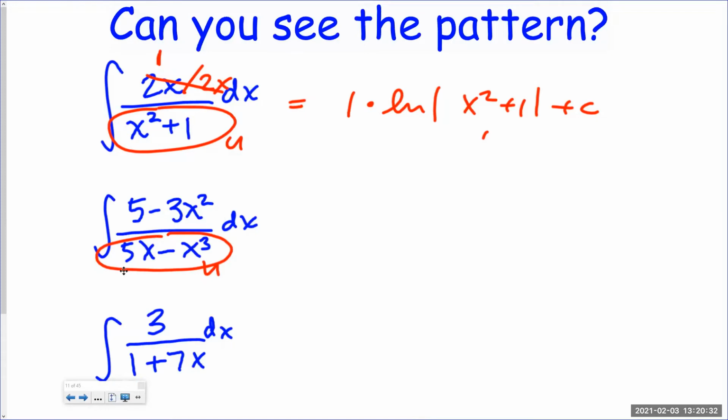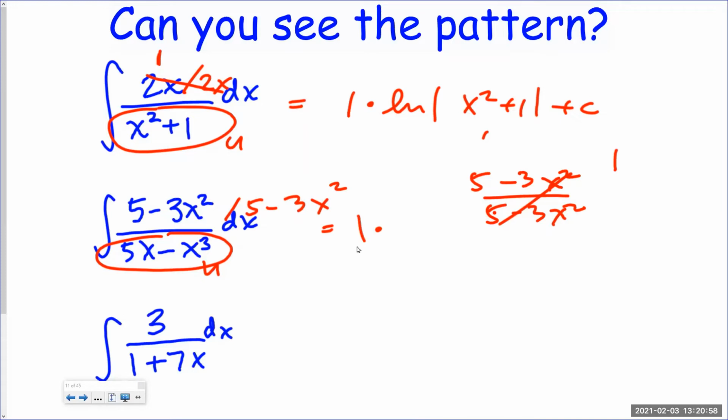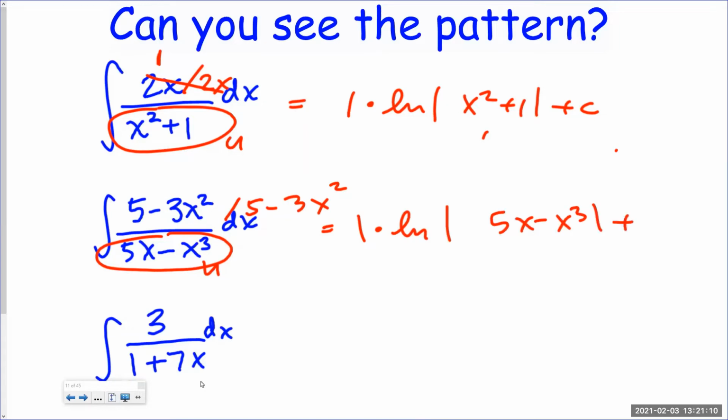Okay, so if the whole bottom is my u, what's the derivative of this? 5 minus 3x squared, right? Okay, using real algebra, not the fake stuff, it's 5 minus 3x squared over 5 minus 3x squared. Do the x's cancel out? Yes. And what does it cancel out to? 1. So this becomes 1 times, and I know you don't have to put the 1 times, but I'm writing it because a lot of times it's not 1. Okay, so whatever it is, you have to write it. So 1 times the ln of the absolute value of the whole bottom. So this is 5x minus x cubed plus c. All right. Okay, you guys do this problem then. See if you can use a shortcut on this one.